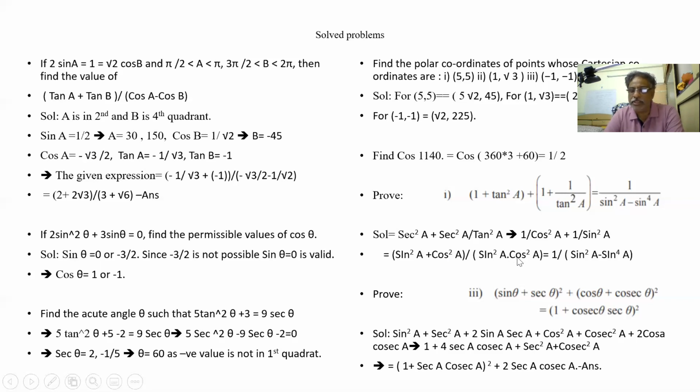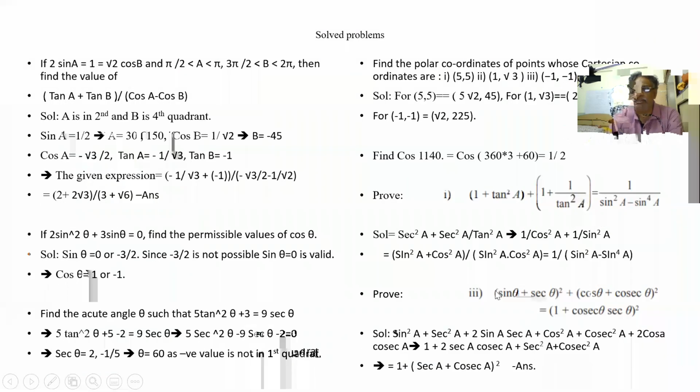When I replace cos square A with 1 minus sin square A, it is 1 by sin square A minus sin to the power of 4 A. So whatever form they want, it can take so many forms. It can simply take this form, 1 by sin square A cos square A also. So this is the form which is required.